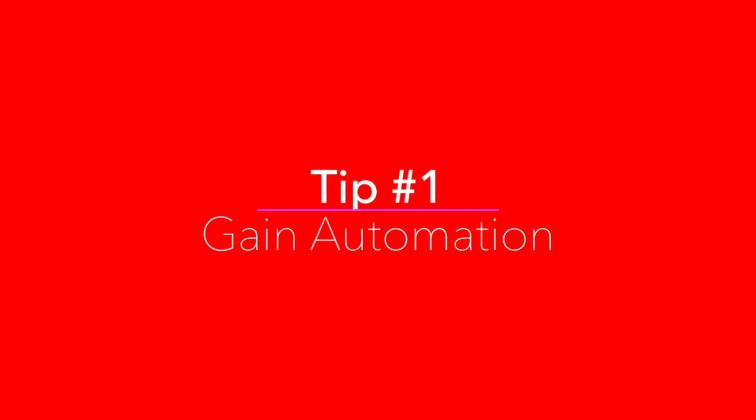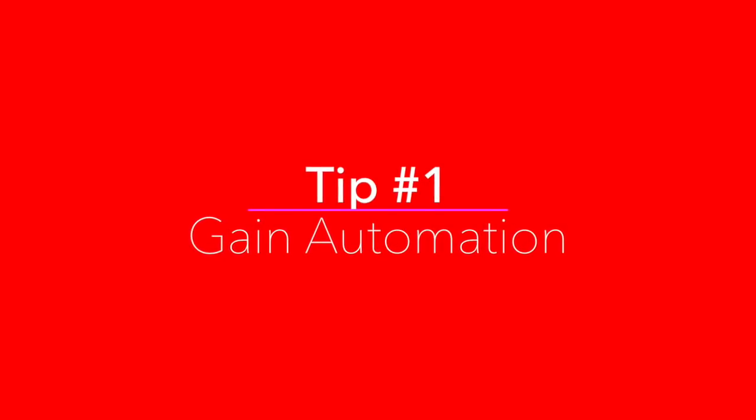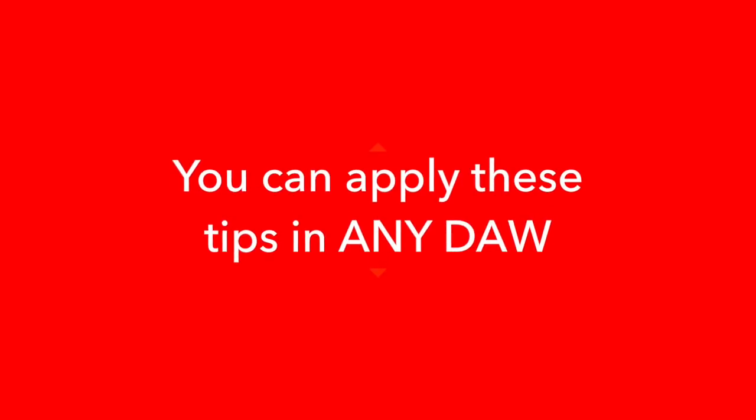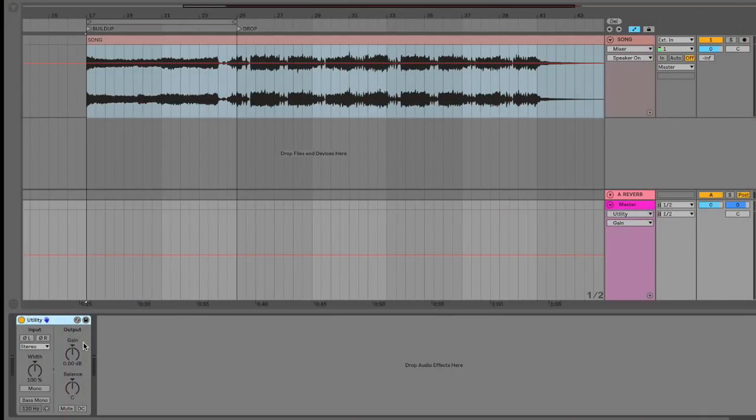And that first tip is to use gain automation. Before I go any further, I just want to let you know that these tips can be applied to any one of your songs in any DAW. So you do not need to be using Ableton to use these tips. To the human ear, louder sounds always seem to sound better. Knowing this, we can trick our ear into thinking our drop sounds louder with the simple gain automation.